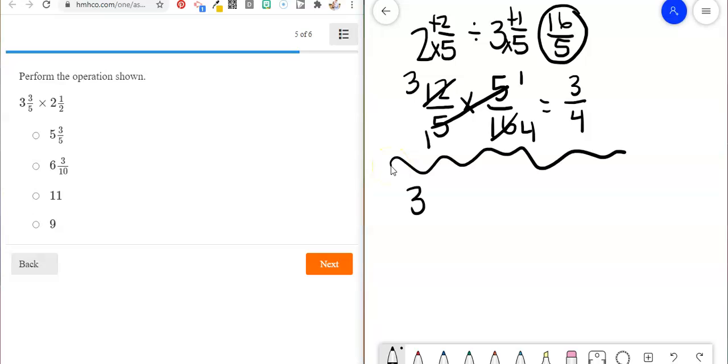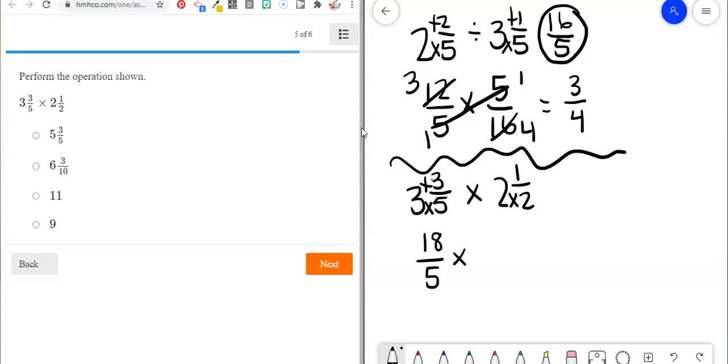Our next one is 3 and 3/5 times 2 and 1/2. Make sure you're paying attention to the signs because they're changing. 15, 16, 17, 18, so I get 18 over 5 times 5 over 2. My 5s again cancel out. 2 goes into 2 once. 2 goes into 18 9 times. So my answer is 9.